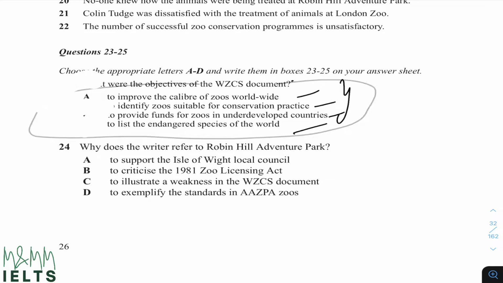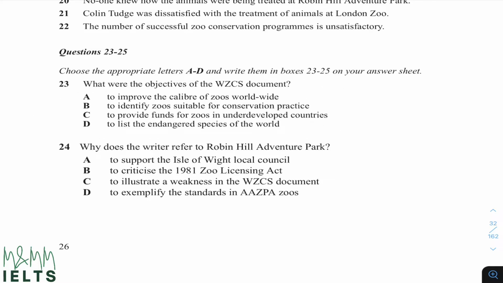So what I will do here is I will read my question. What were the objectives of the WCS document? Important words are objectives, WCS document. Now, WCS document is the name of the document. So the name of the document definitely will not change in the paragraph. Objective, they might put it in a different way, aim, goal, anything. Let us start reading the paragraph and see what answer we can come up with.